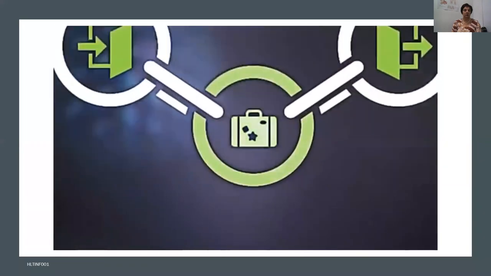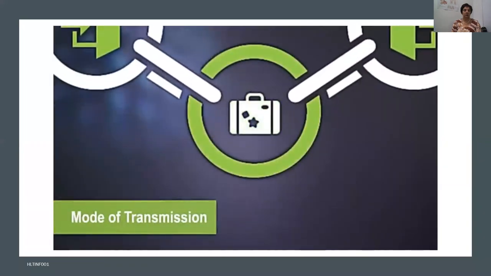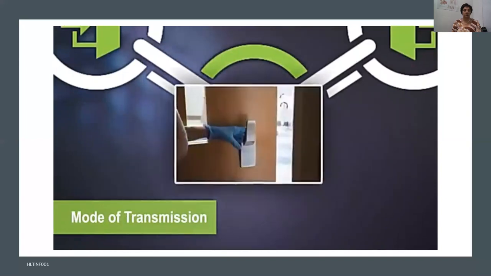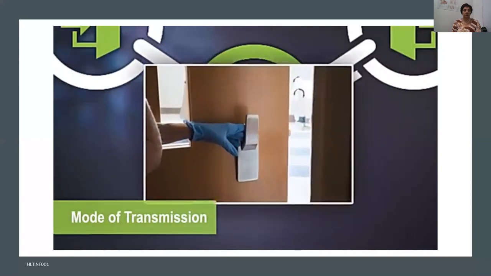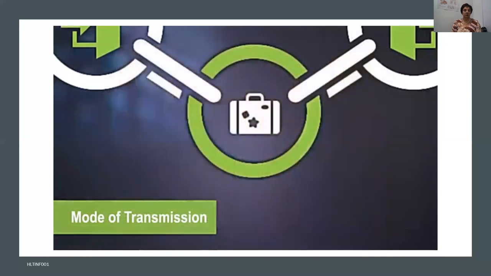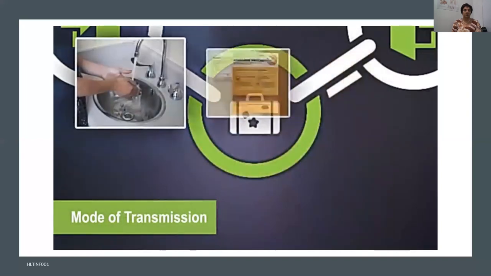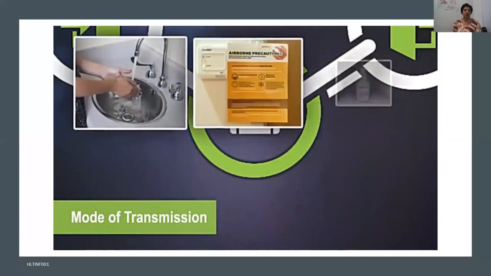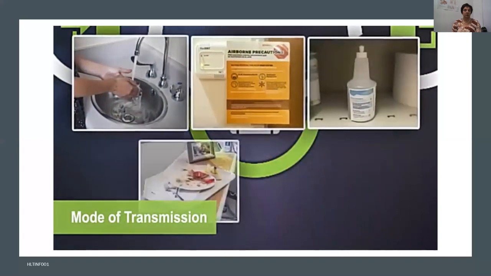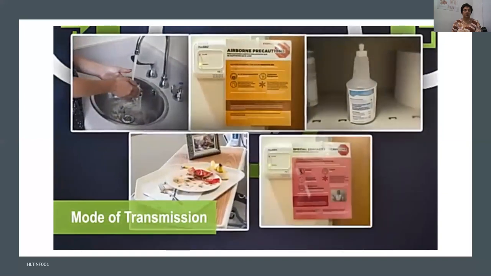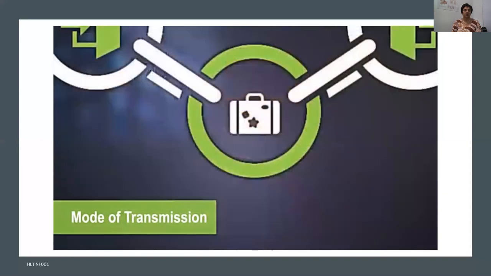The fourth link is the mode of transmission. This is how pathogens are carried from one place to another, even on the hands of a healthcare worker. To break this link, wash your hands, control airflow in negative pressure rooms, disinfect surfaces, handle food properly, and observe isolation precautions.